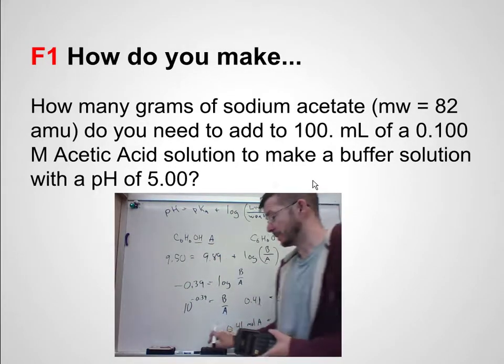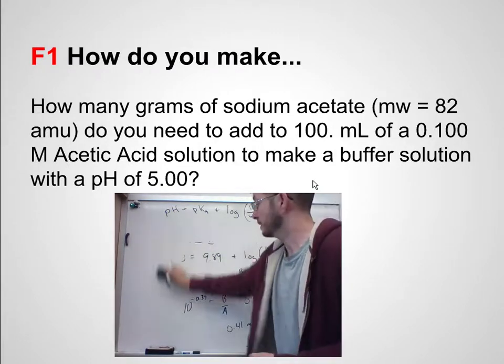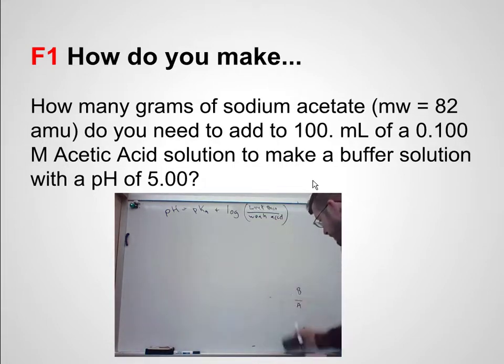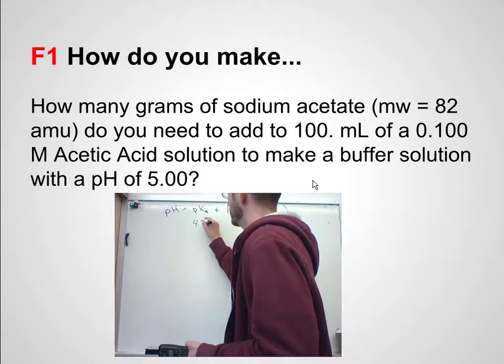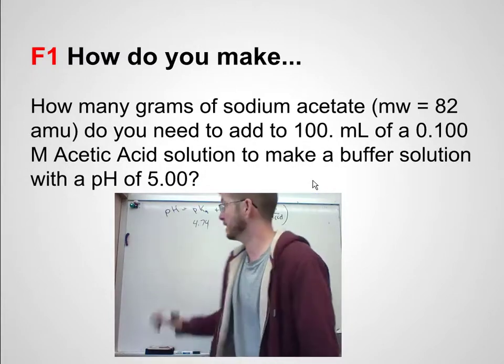So let's take a look at another example. This one is not in your book, but relies on the same methods. And we're going to use our old friend acetic acid, which has a pKa of 4.74. And we want to make a pH equal to 5.